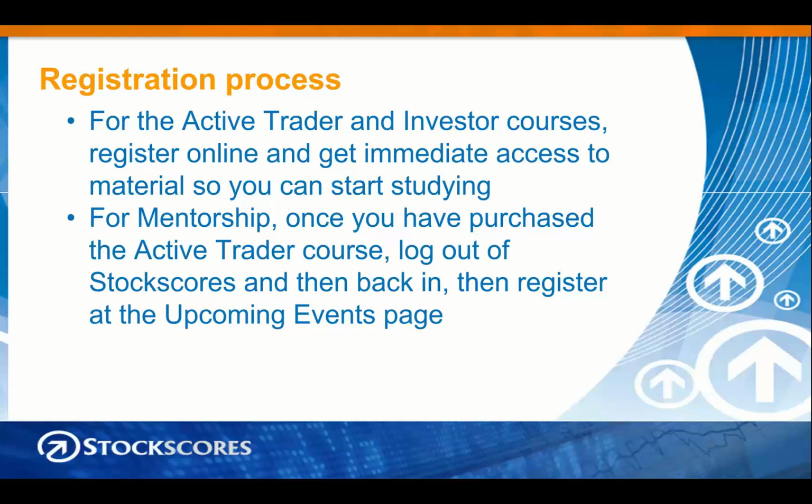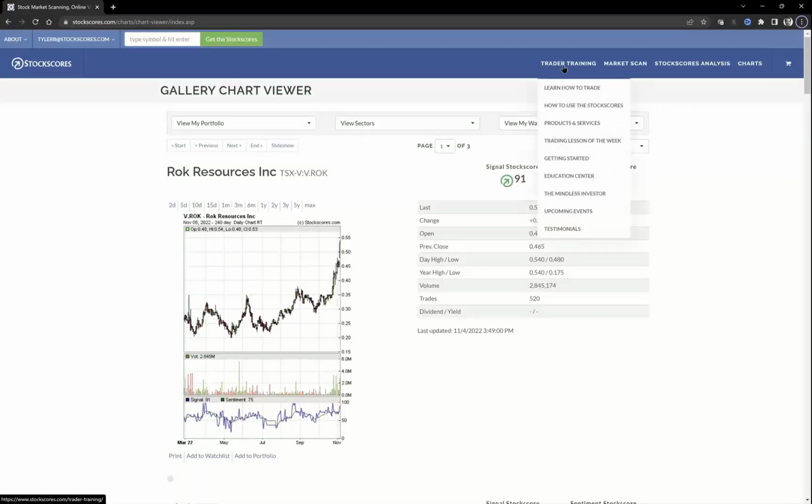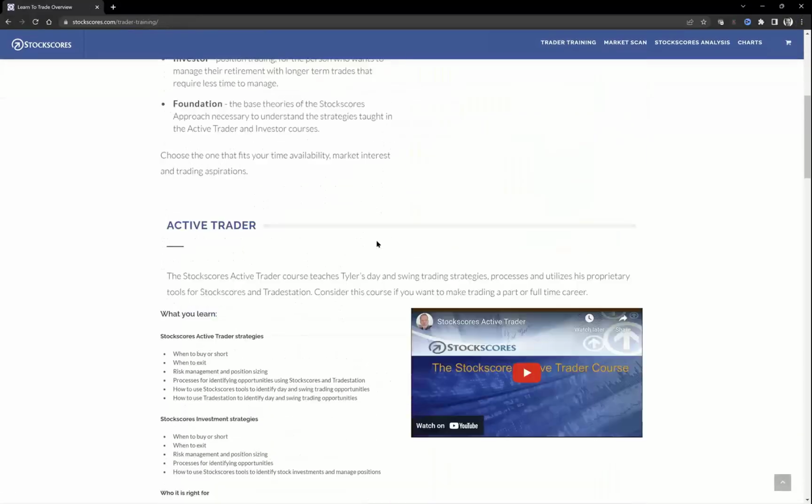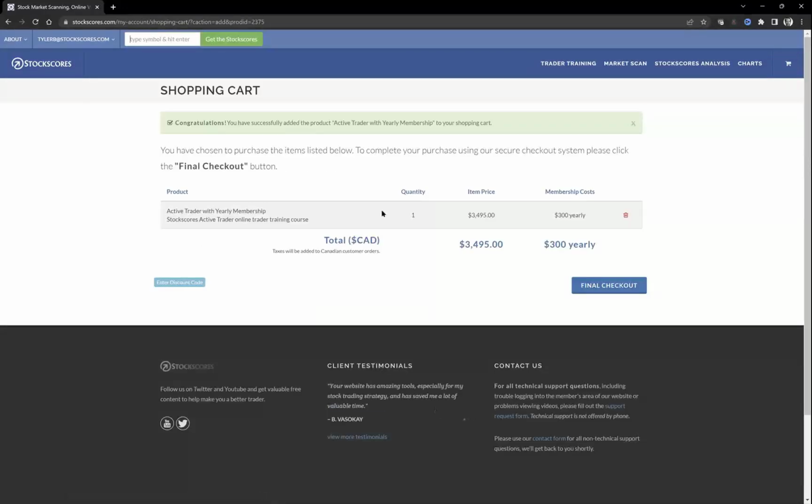So if you want to register for the course, there's a very simple process. You go to the Stockscores website, go to Trader Training, learn how to trade, and you sign up right there. If you want to purchase the Active Trader course, click on Order Active Trader. When you do that, it'll put all this in. You'll notice here it says $300 yearly. Okay, you get 6 months free with the course.